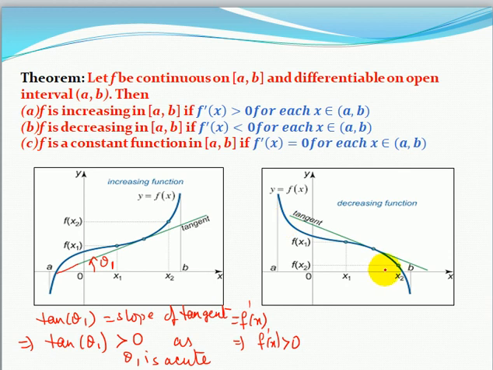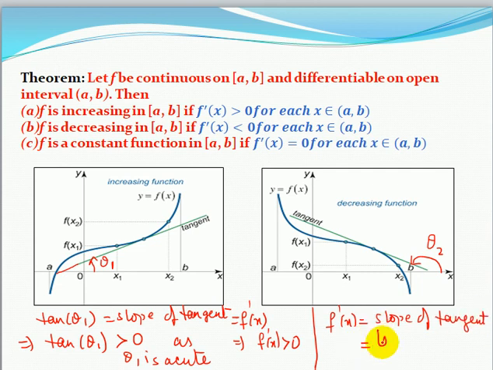Now look at the second curve. You can easily see the curve is coming down. As x is increasing, y is decreasing. So at these infinite points, you pick any point and draw a tangent at that point. You will see that the tangent is inclined at an obtuse angle with the x-axis. So you can see in this second case, f dash x, which happens to be the slope of the tangent, according to this diagram, will be tan theta 2. And we can easily see it will be negative. The reason being theta 2 is obtuse.